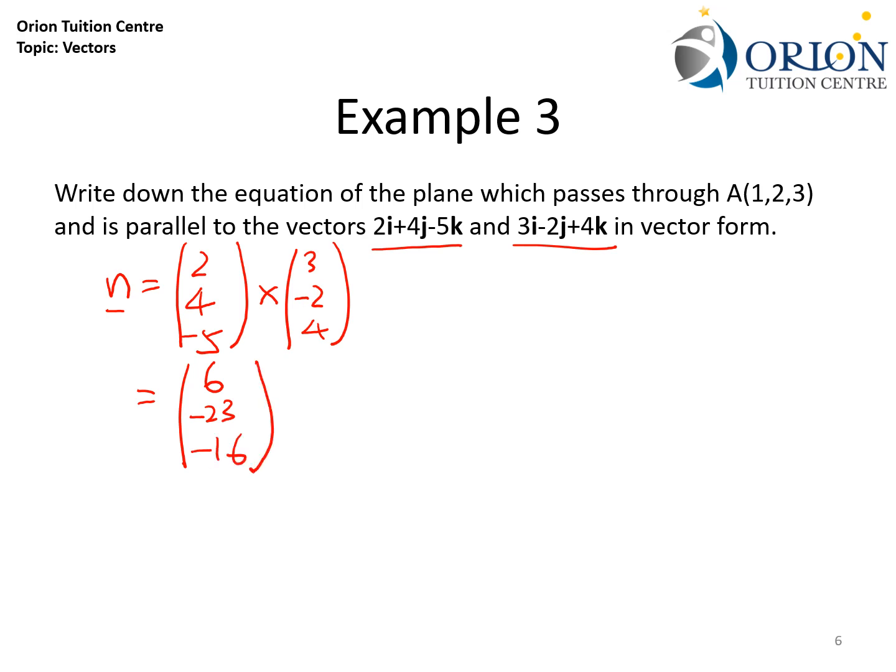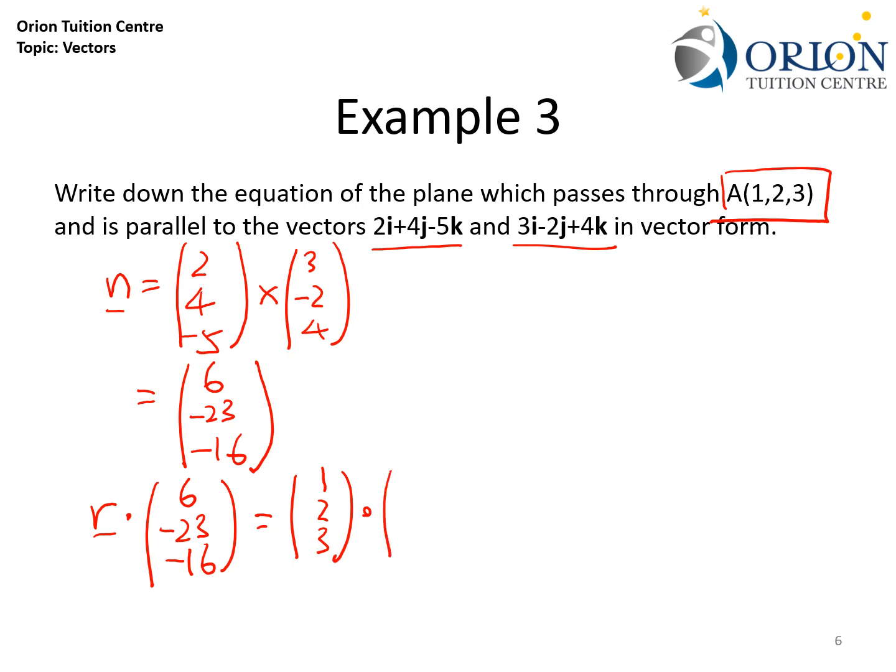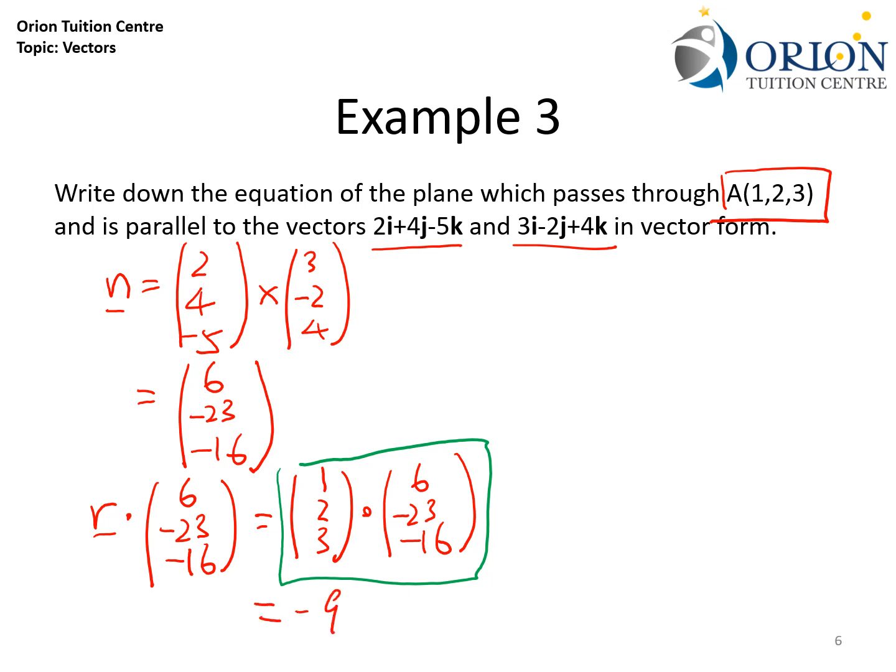Now, with the normal vector and also with this point over here, I can easily evaluate the vector form of this plane. So it will be R dot N equals A dot N. And for the right hand side, we can evaluate this dot product, and this gives us negative 90. And therefore, I can say that R dot (6, negative 23, negative 16) equals negative 90. This is the vector form of the equation of this plane.